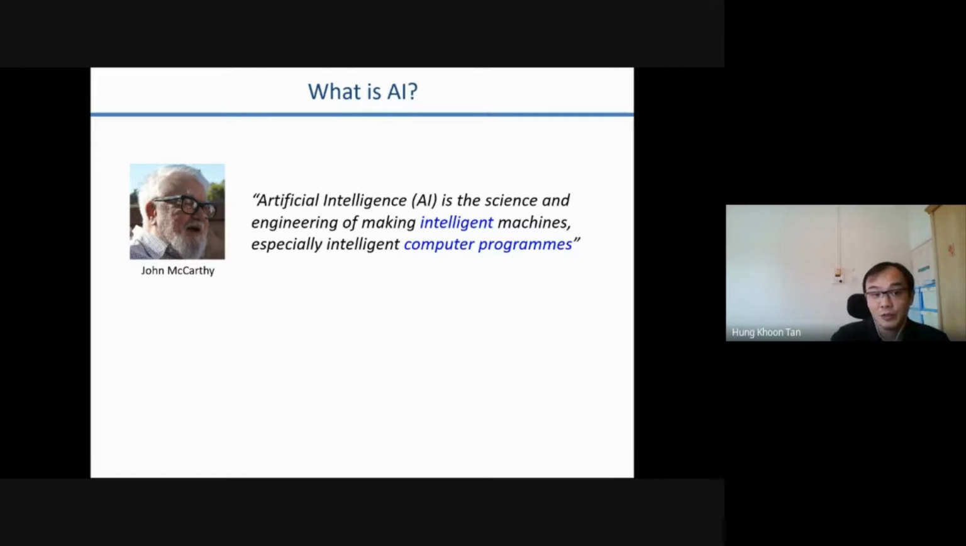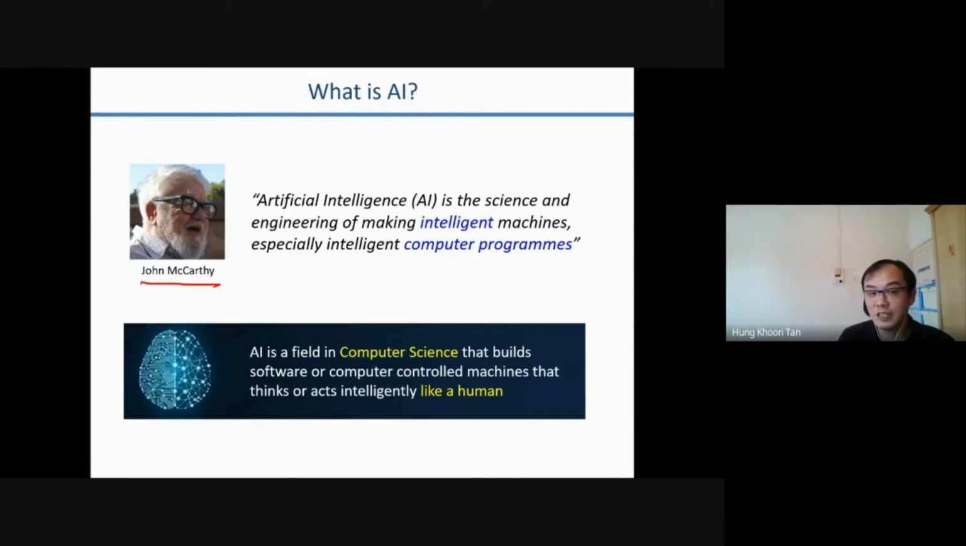So what is AI? This gentleman over here is called John McCarthy. John McCarthy was one of the pioneers in AI. In the 1950s, he's the one who coined the word AI, artificial intelligence. According to him, AI is the science and engineering of making intelligent machines. It's the branch of computer science that builds intelligent software and computer-controlled machines that are able to think and act intelligently like a human. So here, the main thing is how do you make a machine think and act intelligently like a human.